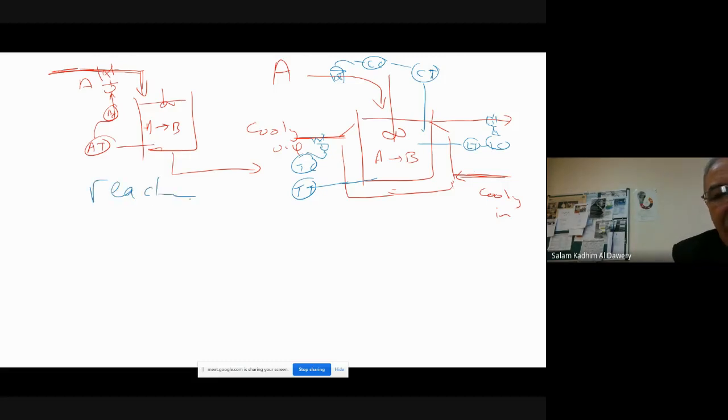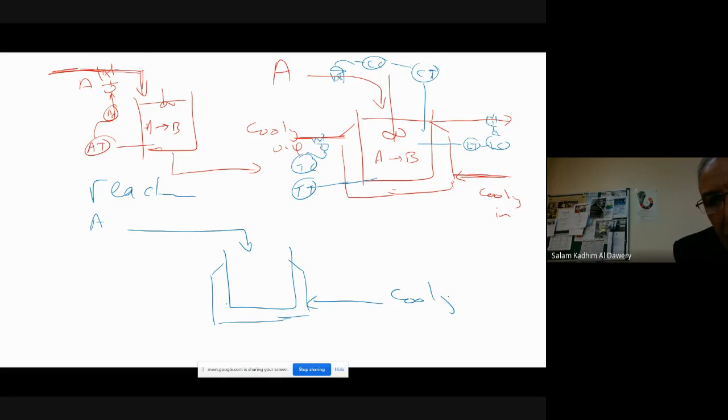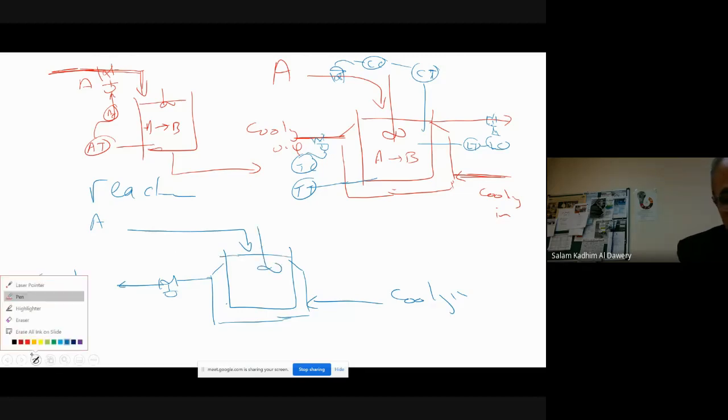This is a reactor. In the cascade system, this is your feed, component A, and you have a jacket. And there is your cooling media. This is cooling in, and this is cooling out. And here is the valve. And what you did, you've got a control here. Temperature, this is the mixing. So let us use a different color.